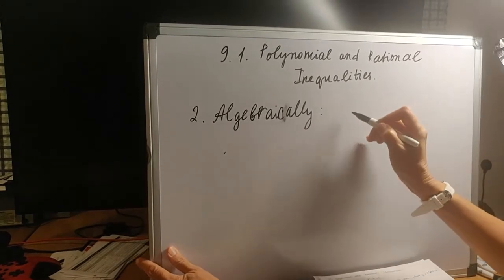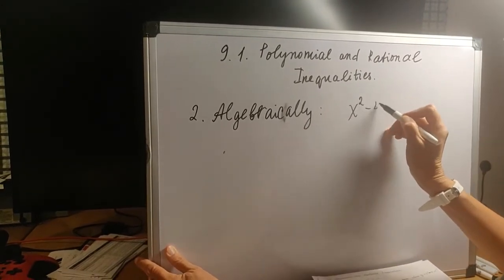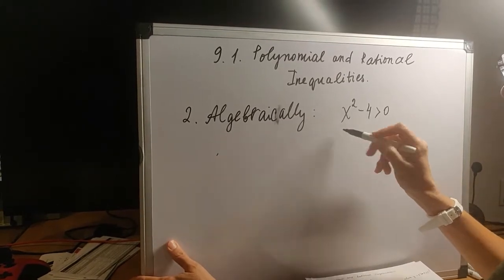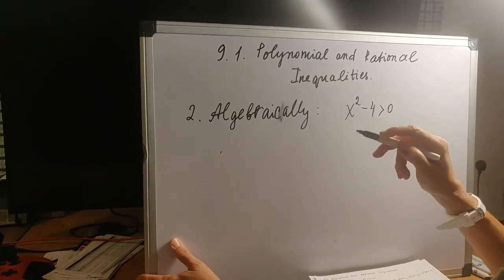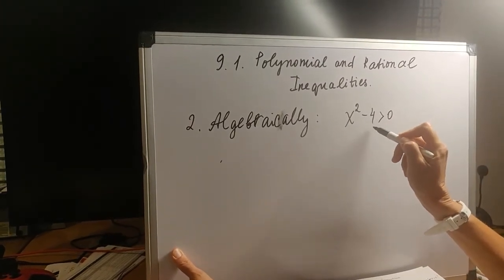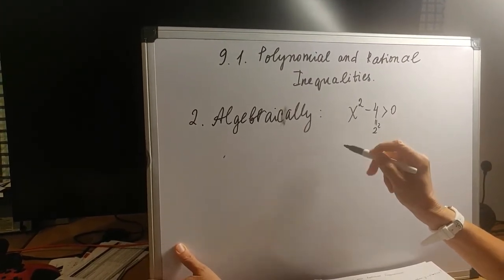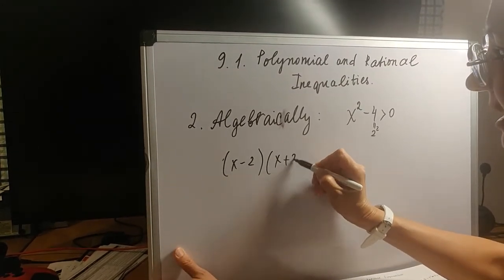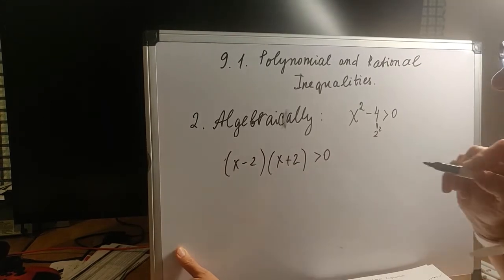So I'm going to use the very same inequality, x squared minus 4 greater than 0. How am I going to solve it algebraically? Well, first I'm going to factor it. Remember, in the previous section I was teaching you how to factor this. This is a square minus a square of another number, which is actually 2 squared, right? So I can factor it into x minus 2 times x plus 2 greater than 0.